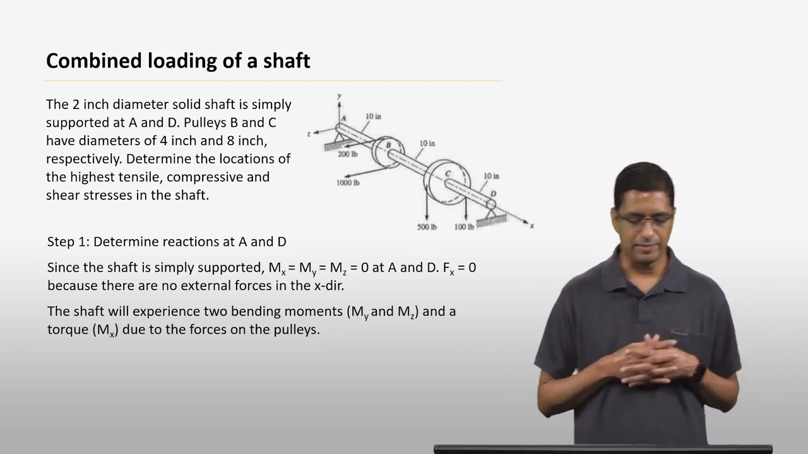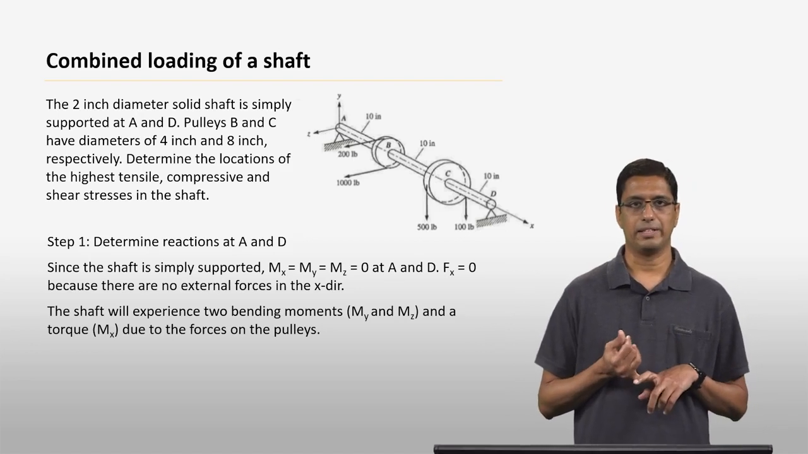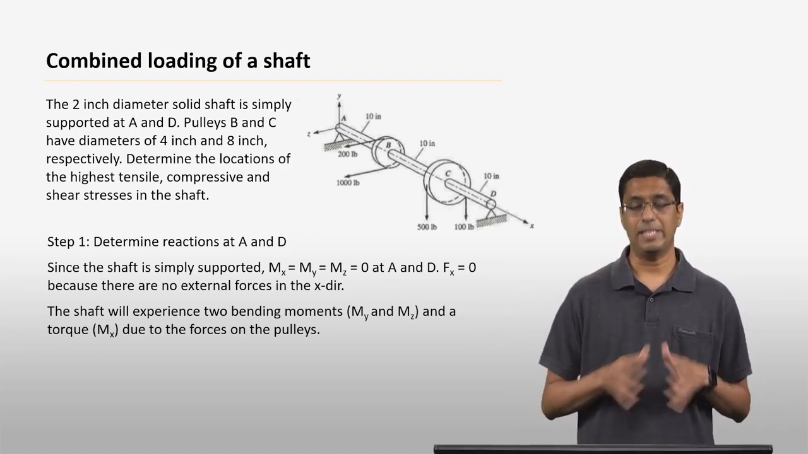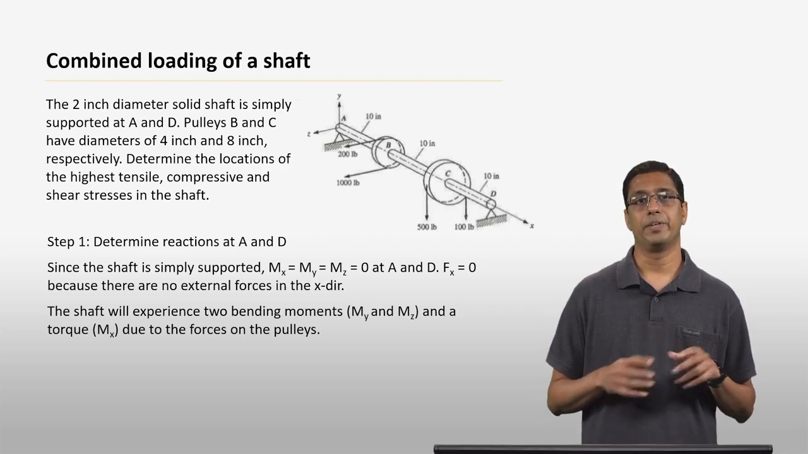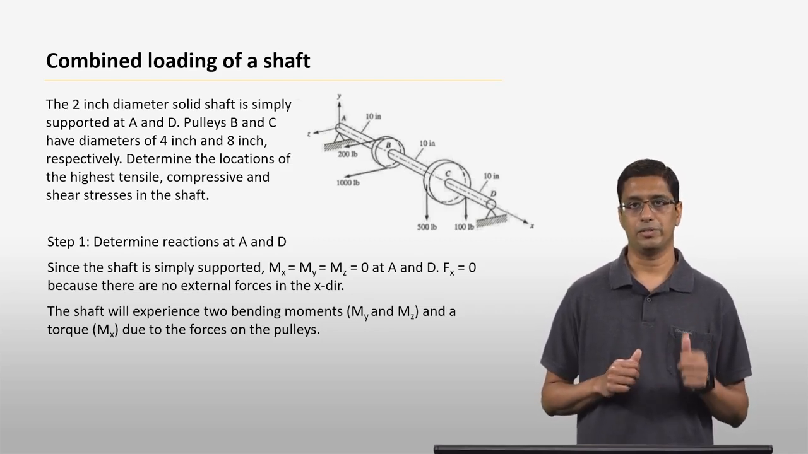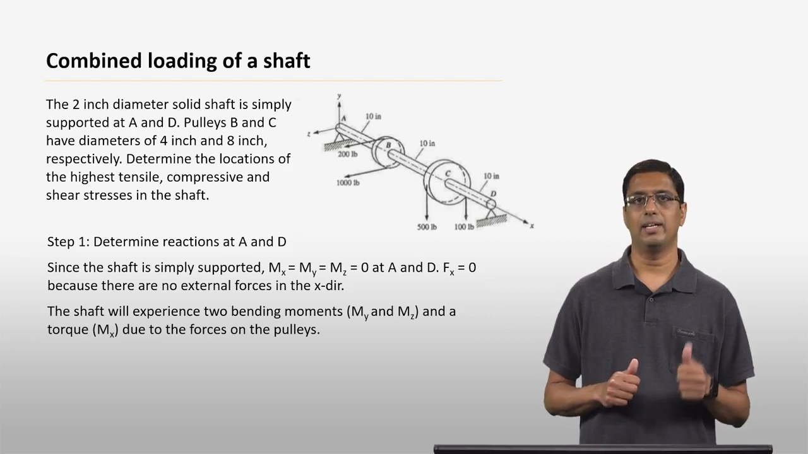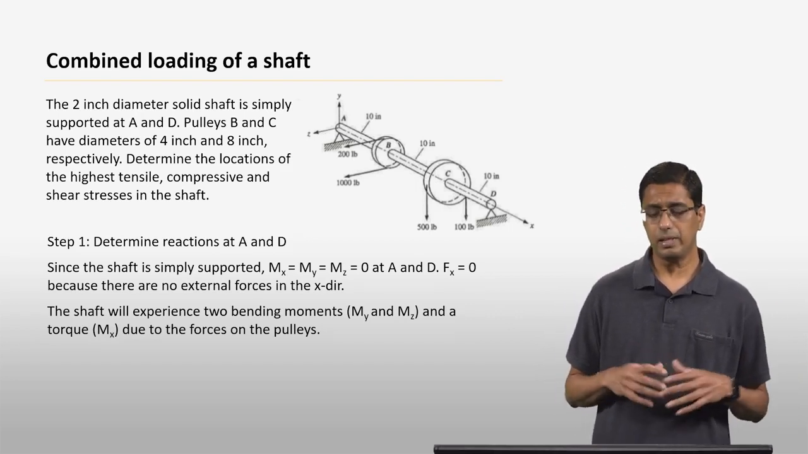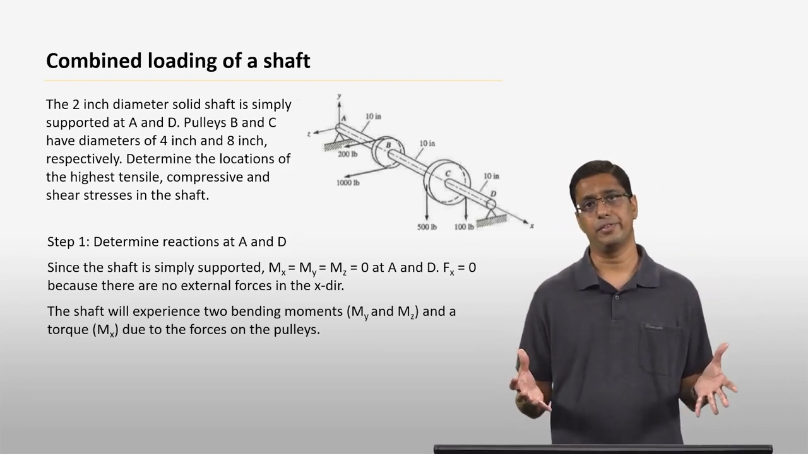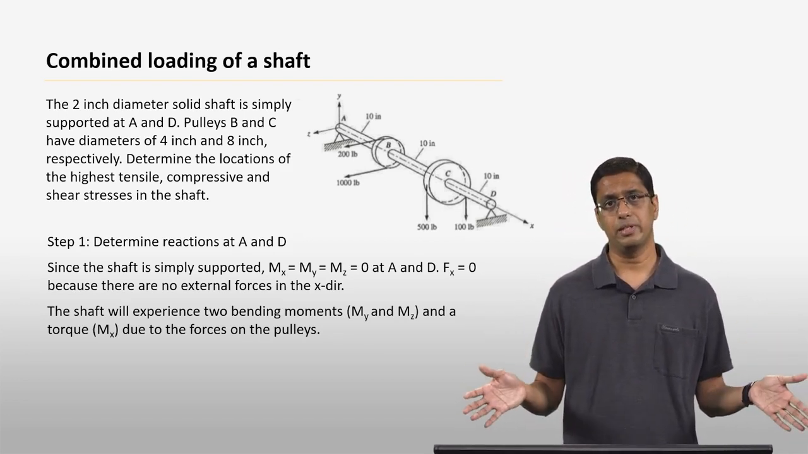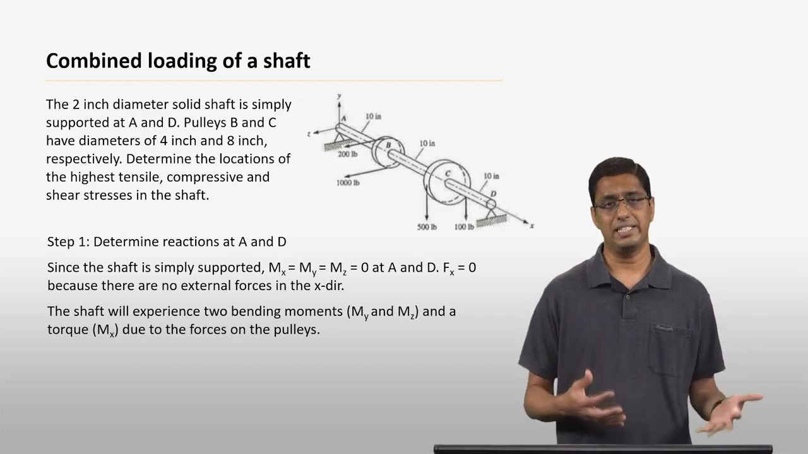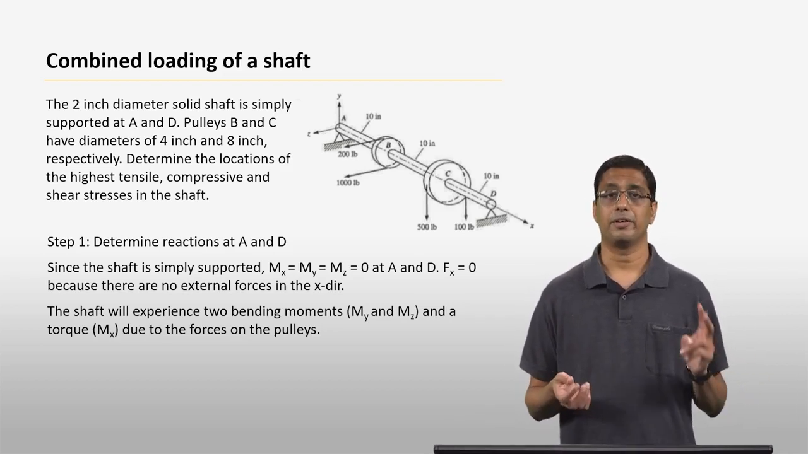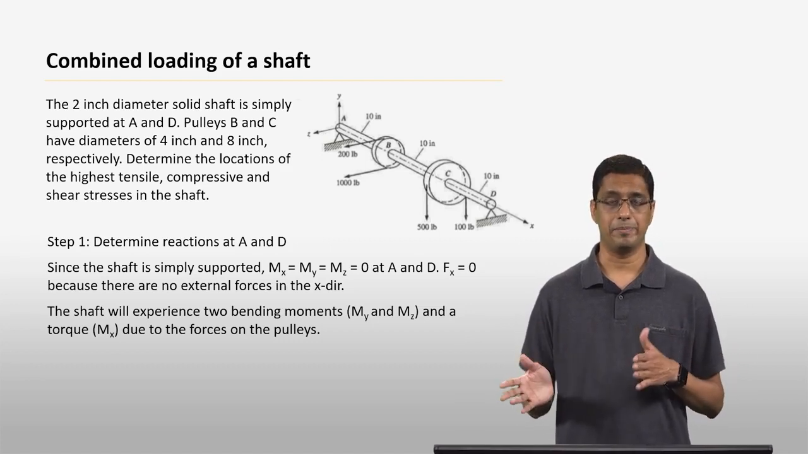So the first thing that we're going to do is determine the reactions that we actually have at A and D. Based on what we know from the problem, there are going to be only two reactions: a reaction force in the y direction and a reaction force in the z direction. These are the reaction forces at the two supports, but the shaft itself is going to experience bending moments. There are going to be two bending moments, My and Mz.